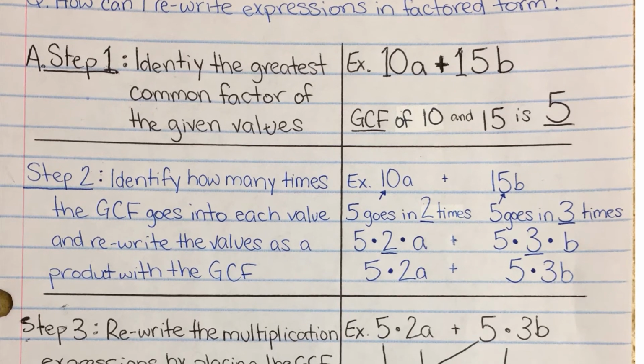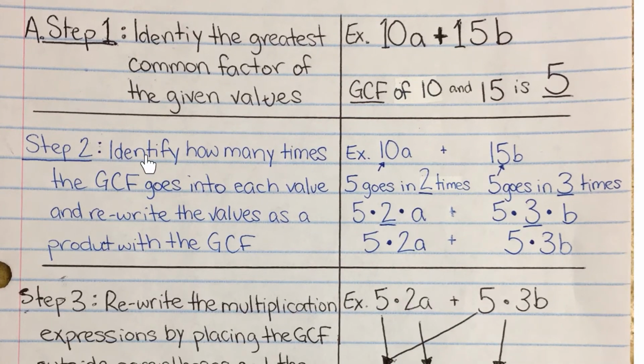Step 2, below that, is we need to identify how many times the GCF, or the greatest common factor, goes into each value and rewrite the values as a product with the GCF. Now that's where it kind of gets confusing. So let's try and tune in real closely here. We know that 5 goes into 10 and 5 goes into 15, and it's the biggest number that can. So we need to identify how many times it'll go into the value. 5 goes into 10 2 times. 5 goes into 15 3 times.